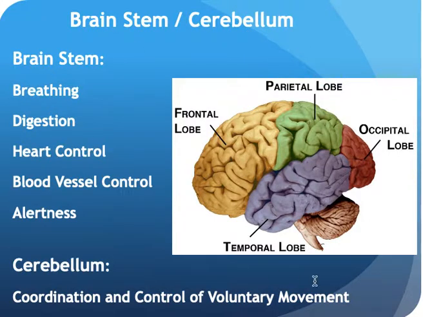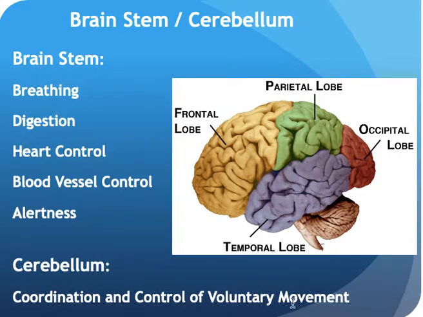So the brainstem, and this is going to be this part kind of coming down here, is going to be breathing, digestion, heart control, blood vessels. A lot of my autonomic stuff is going to come with that brainstem. Okay, cerebellum is my bottom part over here.